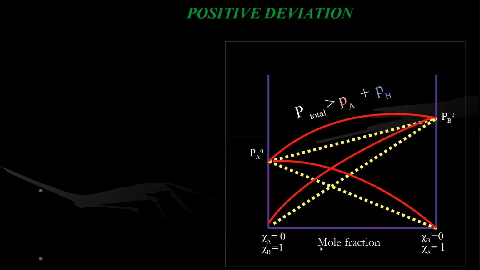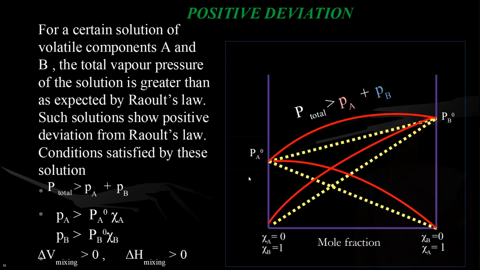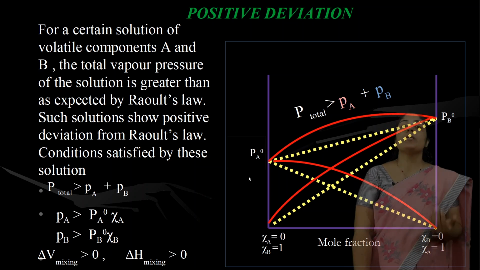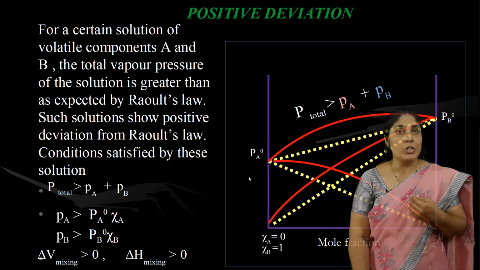The very first one is given here, positive deviation. When we say that we have a positive deviation non-ideal solution, we mean that the graphical representation of the non-ideal solution shows a positive deviation. That means that the vapor pressures of individual components as well as the vapor pressure of the total solution have increased. You can see here in the graph, the yellow dotted line shows the ideal condition and the red line shows a positive deviation.